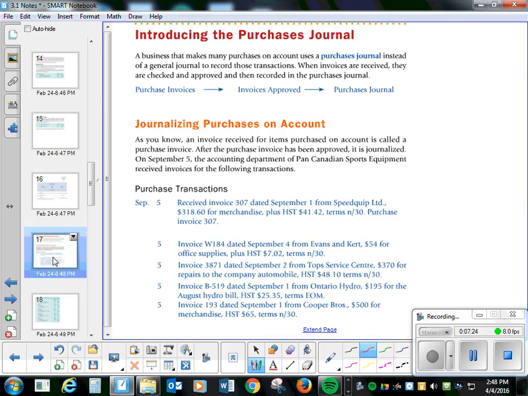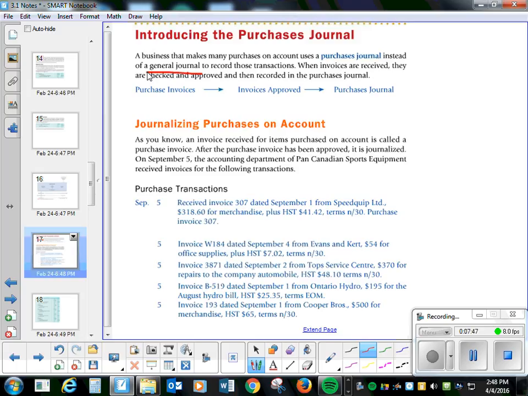Okay, so now we're ready for the purchase journal. A business that makes many purchases on account uses a purchase journal instead of a general journal to record these transactions. General journal, we did that in grade 10. When invoices are received, they are checked and approved and then recorded in the purchase journal. So you've got your invoices, they're approved, and then it's ready to go in the purchases journal.